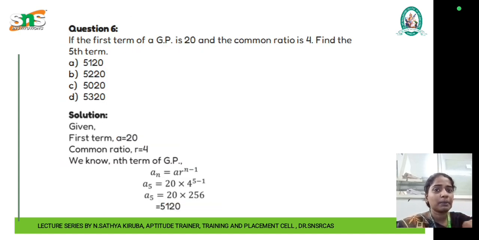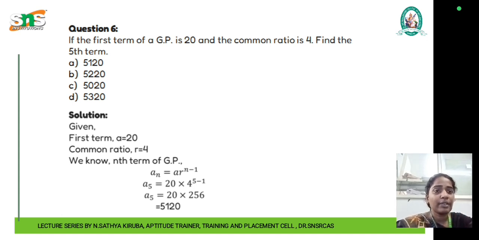Now the last problem, which has to be remembered by you. If the first term of a GP is 20 and the common ratio is 4, find the fifth term. That is the question given here and also options are given. So what we will be doing here is, we know the first term of the geometric progression, a is equal to 20 and r is equal to 4. Now a subscript n is the fifth term. We are supposed to find the fifth term.